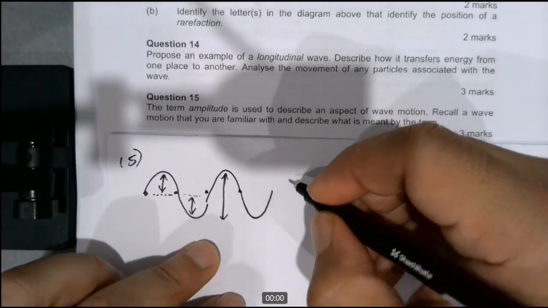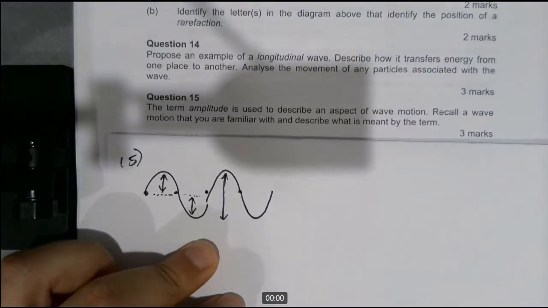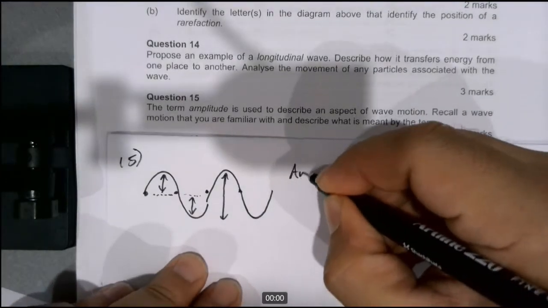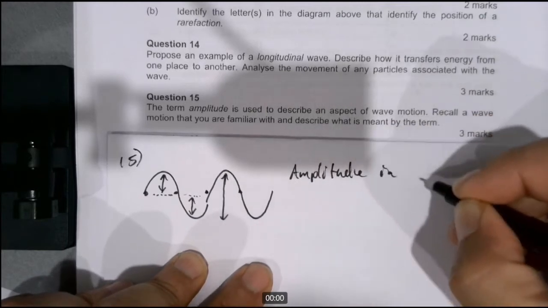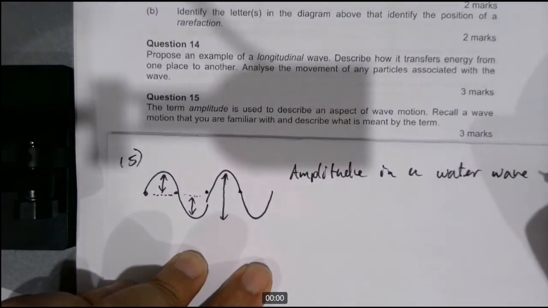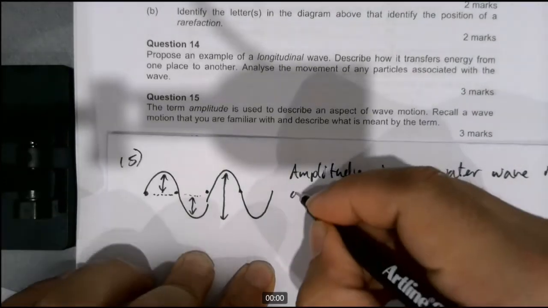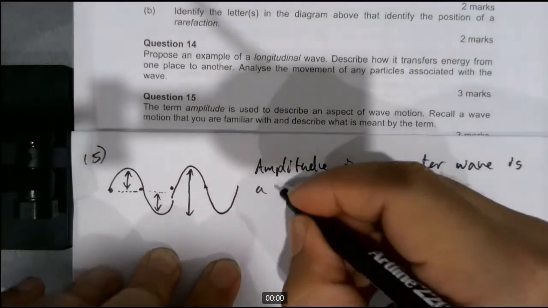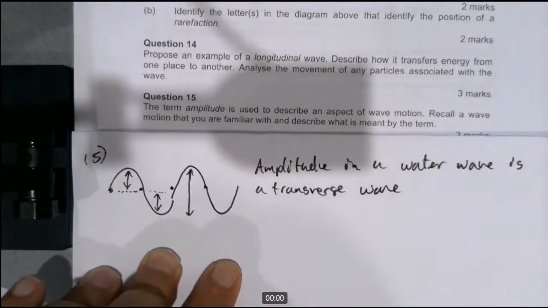So the amplitude in a water wave, could be a ripple, could be some kind of beach wave or something, is a transverse wave.